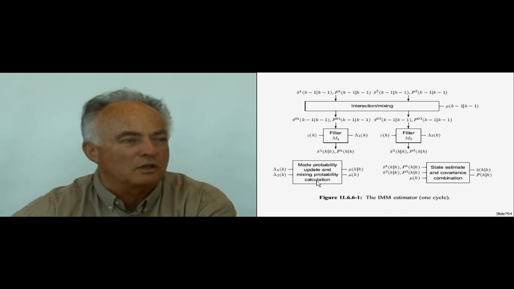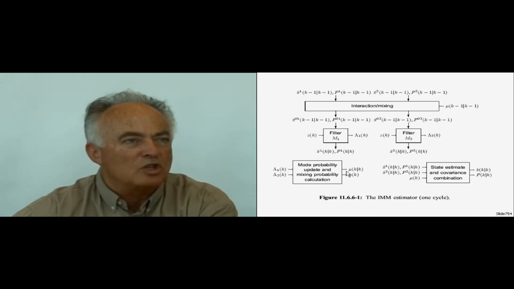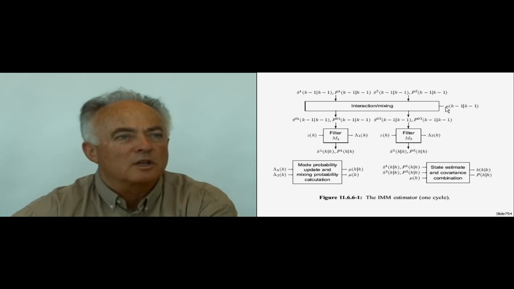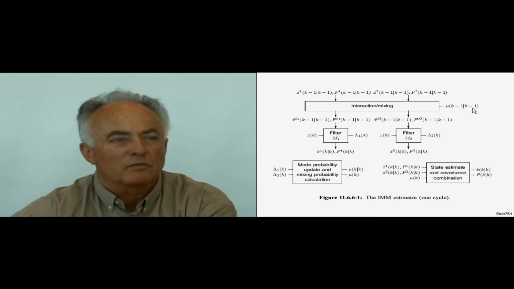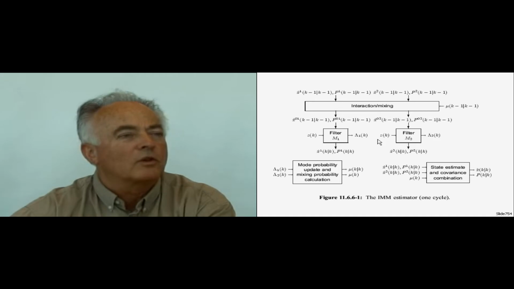Two probabilities are needed here. One is this mu kk that is used the previous time to mix the initial conditions. This and this from the previous time are here: x hat 1, k minus 1, k minus 1, x hat 2, k minus 1, k minus 1. These are shared by the two filters using these one-step-back inference probabilities. With this, we have a full description of how the filter operates, at least in principle. The equations will be shown later in the textbook in more detail.